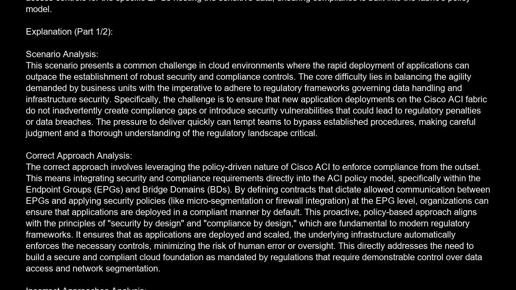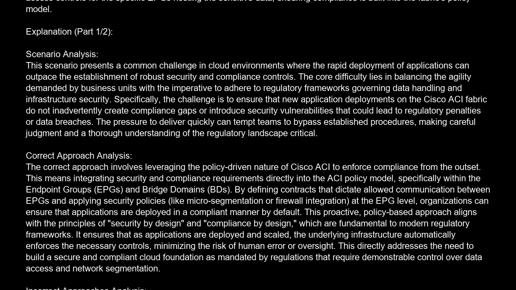Explanation. Scenario analysis. This scenario presents a common challenge in cloud environments where the rapid deployment of applications can outpace the establishment of robust security and compliance controls. The core difficulty lies in balancing the agility demanded by business units with the imperative to adhere to regulatory frameworks governing data handling and infrastructure security. Specifically, the challenge is to ensure that new application deployments on the Cisco ACI fabric do not inadvertently create compliance gaps or introduce security vulnerabilities that could lead to regulatory penalties or data breaches.